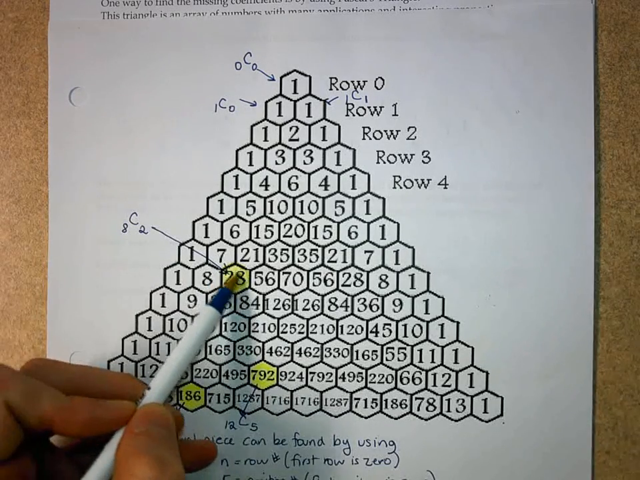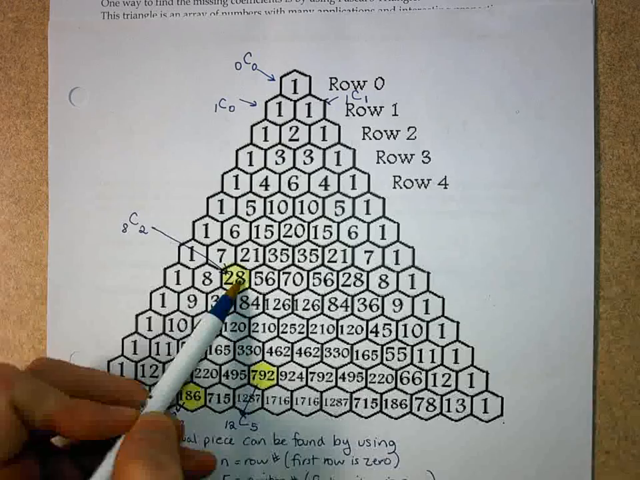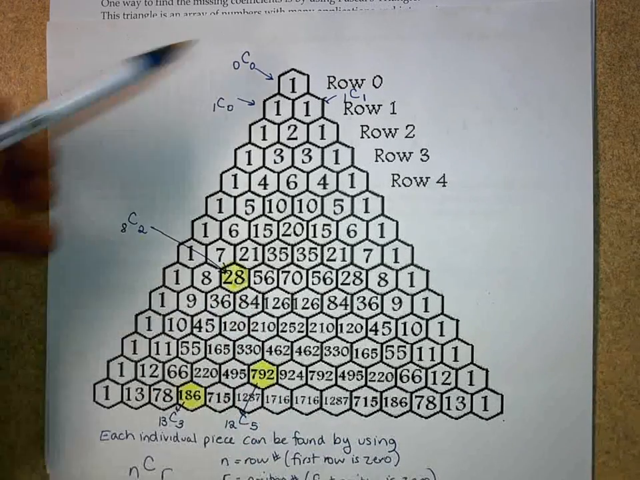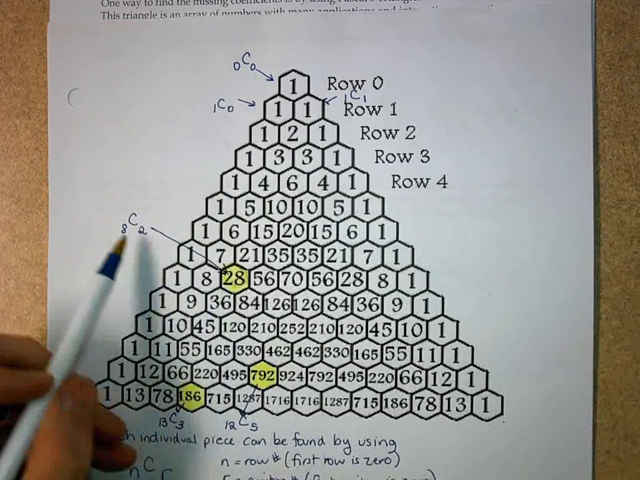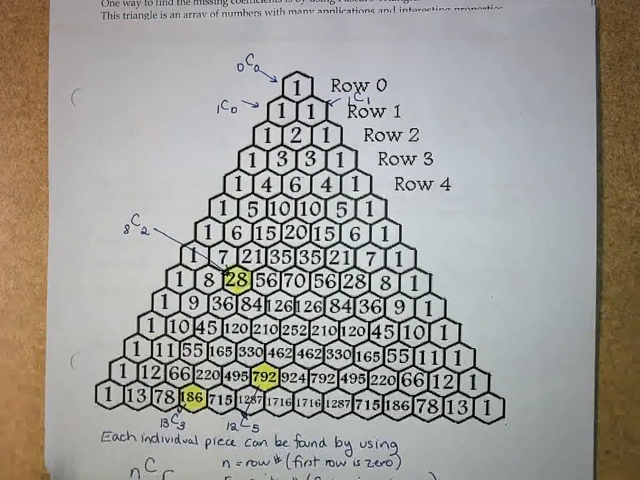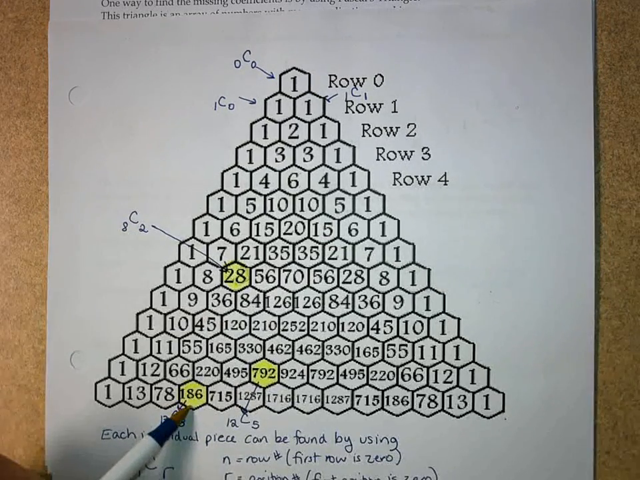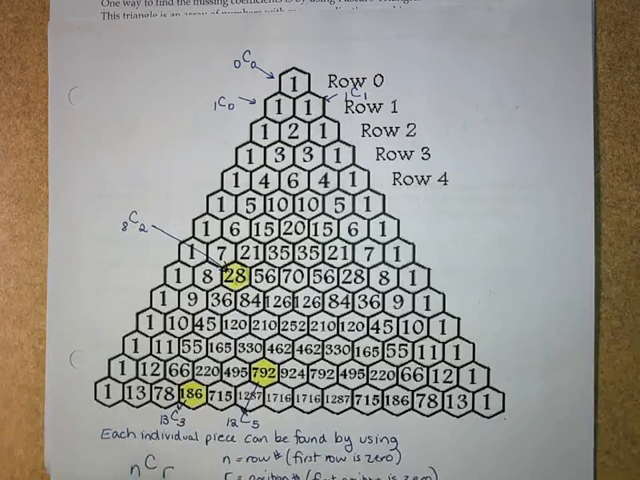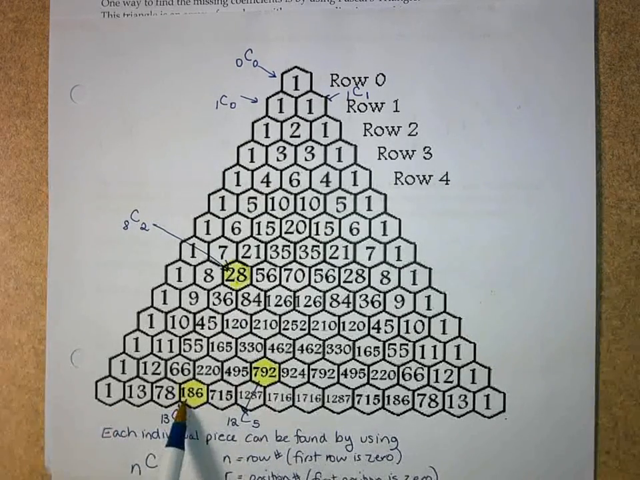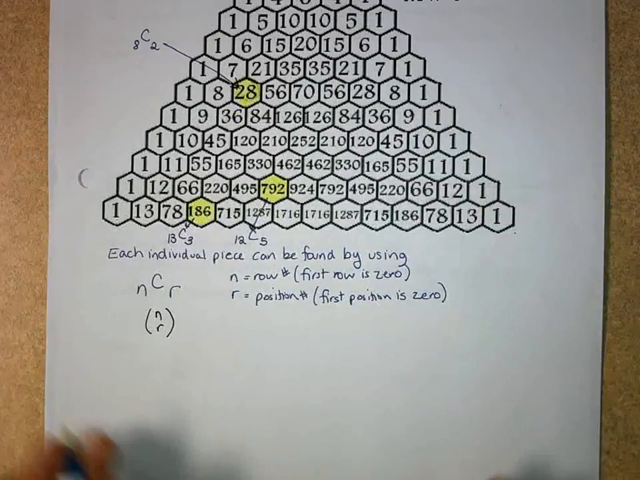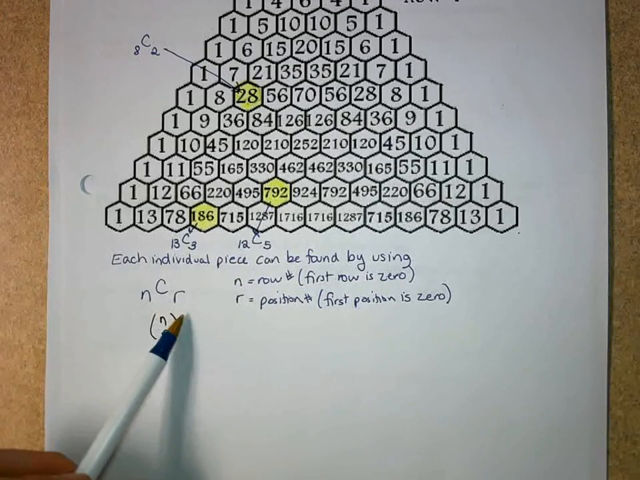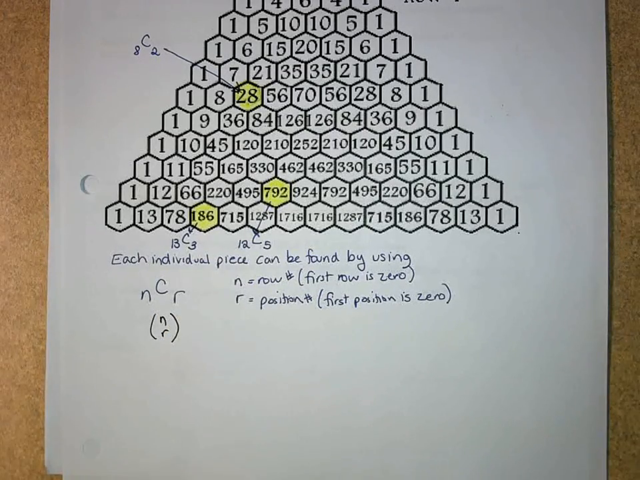Here, this one that I've highlighted in yellow is the 8th row and the 3rd position over. So we count from the top 0, 1, 2, 3, 4, 5, 6, 7, 8. So it's going to be 8 choose 2. Row number and position number. This one right here, this 186, is the 13th row and the 3rd position. You might think, well, it's 4 over. Well, the first position is 0, 1, 2, 3. And each individual piece can be found by using n choose r, where n is the row number and r is the position number.